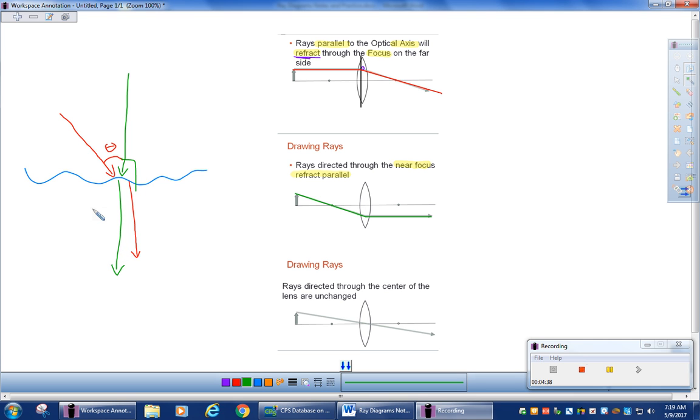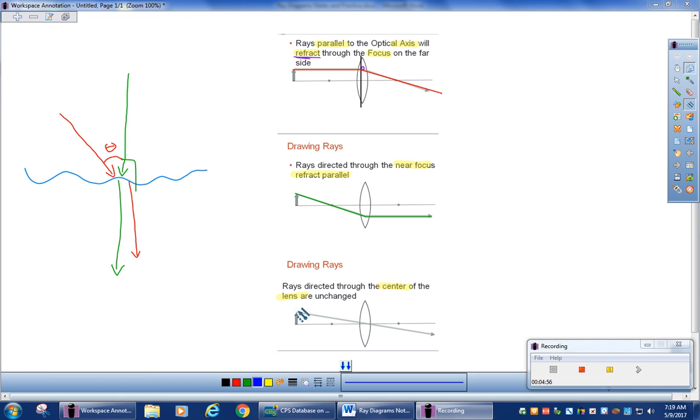So we see that same thing hold true when we get to our rules here. If we were to go directly through the center of the lens, then I'm going to be essentially matching the angle of the curvature of the lens, which means that it's not going to bend or shift or change position.